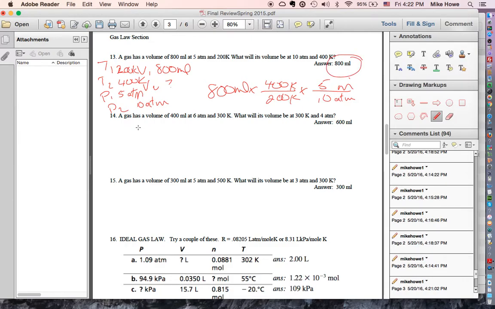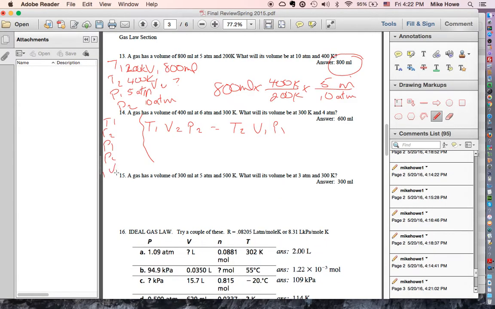All right, number 14, a different way to do it. You could say T1 V2 P2 equals T2 V1 P1. You'll still need to make your chart of T1, T2, P1, P2, V1, and V2. Okay, so you still need to do that. So T1 would be 300 K. T2 was 300 K. That means you're going to be able to just leave that out over here if you want to, because they're the same.